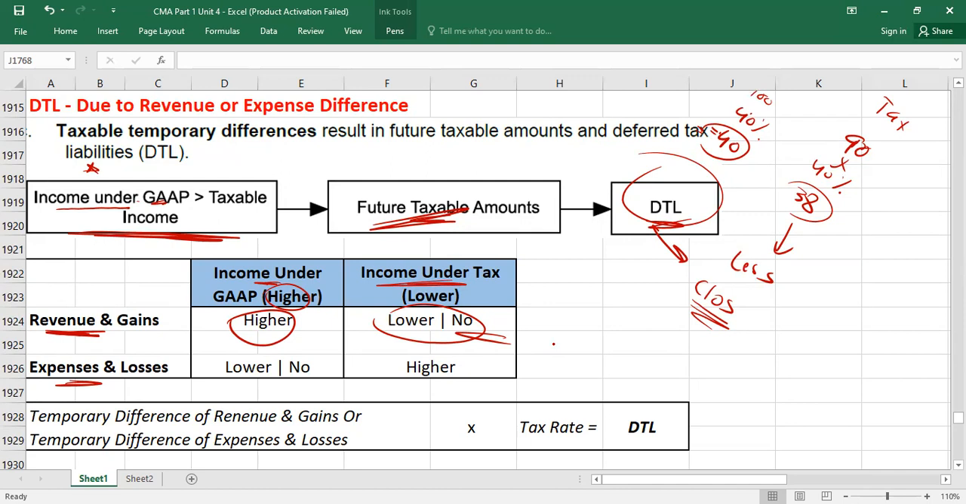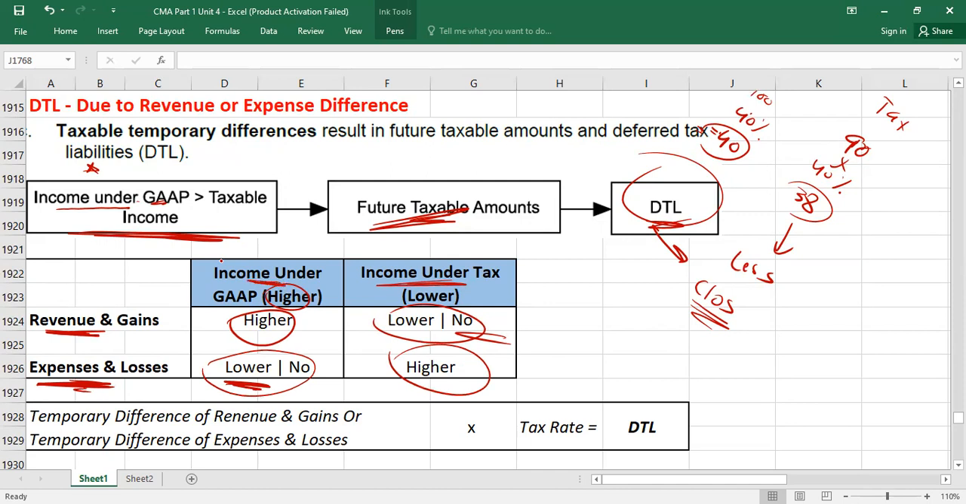Understood? Or if data is relevant to expense, how could GAAP income be higher? Maybe here you have recorded lower expense. Lower expense means a higher income. Agreed or not? Maybe under accounting you have not recorded expense, or you have recorded a lesser amount of expense, but under tax you have recorded a higher amount of expense. So this scenario could also result in GAAP income being higher than taxable income.